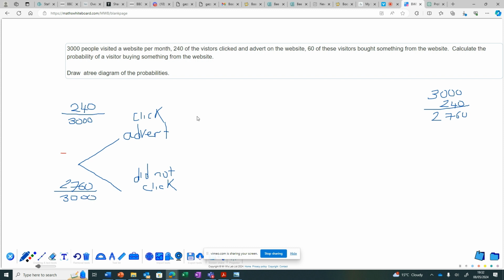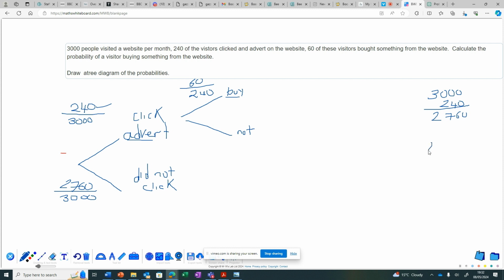Next, the people who click on the advert, well, some of them will go and buy something from the website, and some of them will not buy something from the website. 60 people buy something from the website. It's 60 out of 240. Why 240? Because to actually buy something, you got to click the advert, and these people clicked the advert.